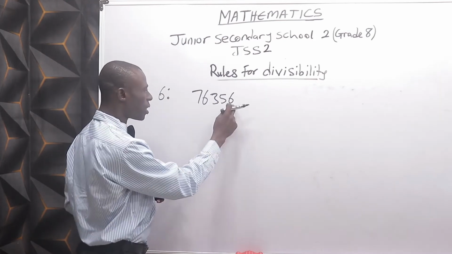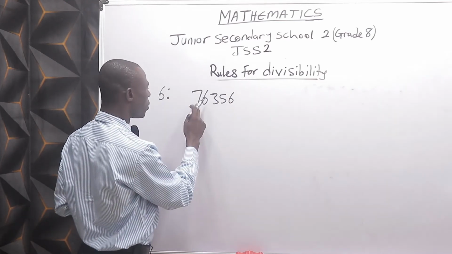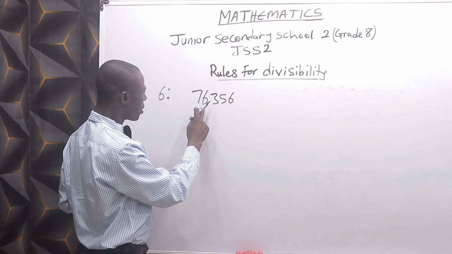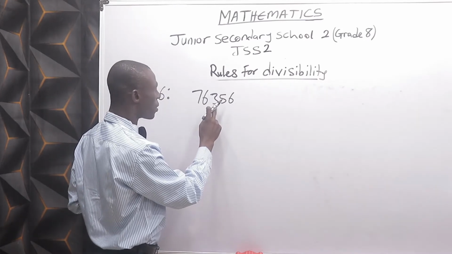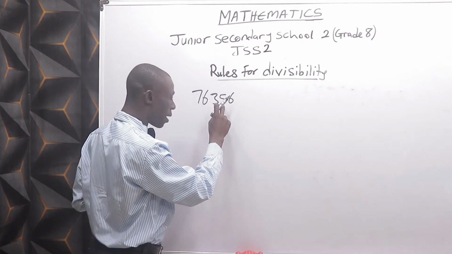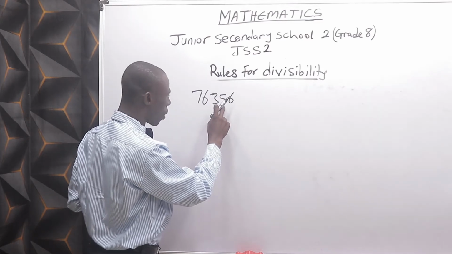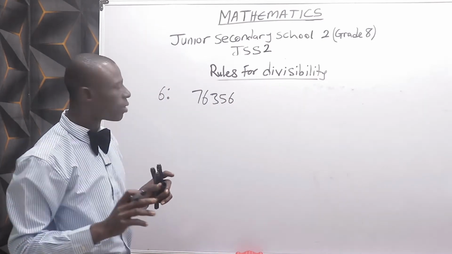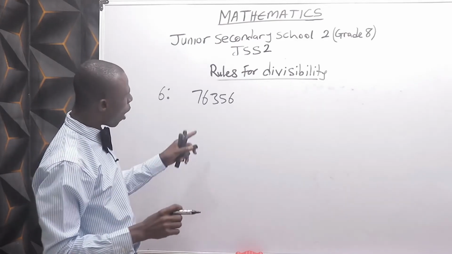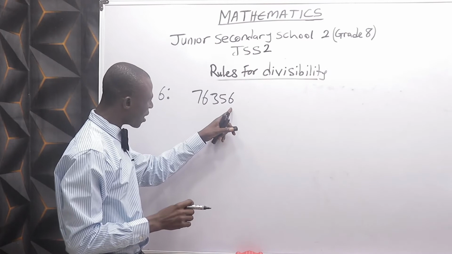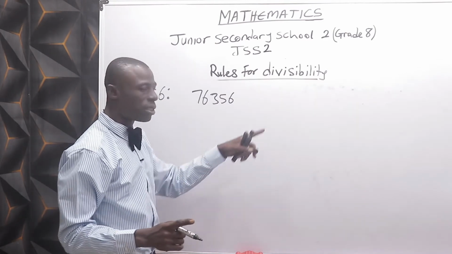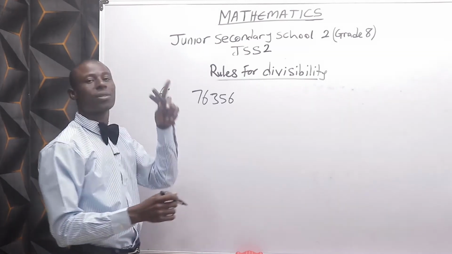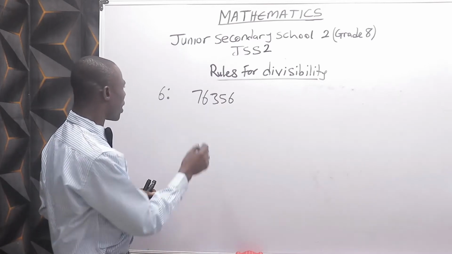Condition number 1, the last digit is even. 6 is even. Now, let's add 7 plus 6. That's 13. 13 plus 3, that's 16. 16 plus 5, that is 21. 21 plus 6, that is 27. 27 is exactly divisible by 3. Now that this number has its last digit even, and the sum of its digits is exactly divisible by 3, then this number is exactly divisible by 6. That is it.